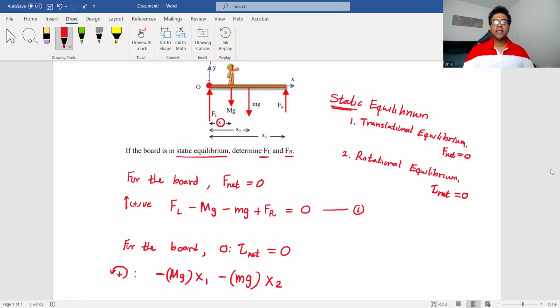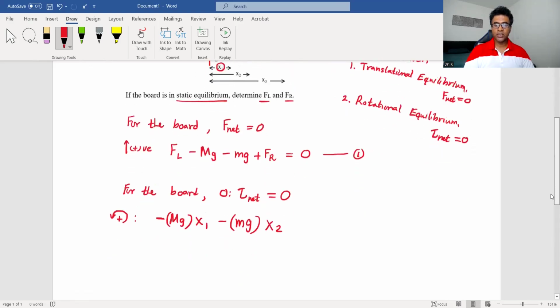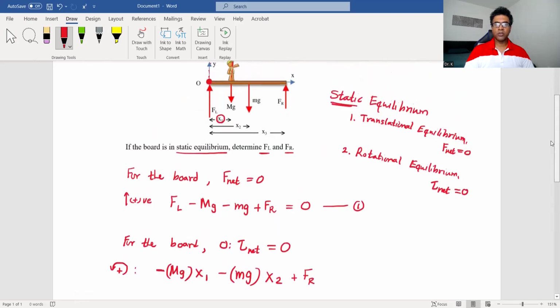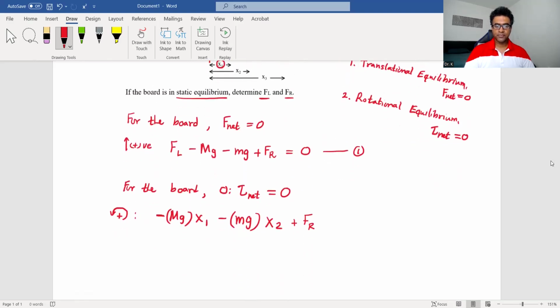And then look at the torque caused by that unknown force acting at the right-hand corner of the beam. So that's going to cause a positive torque. So I'm going to put plus f of r, and then the distance, you can see that's going to be x3.